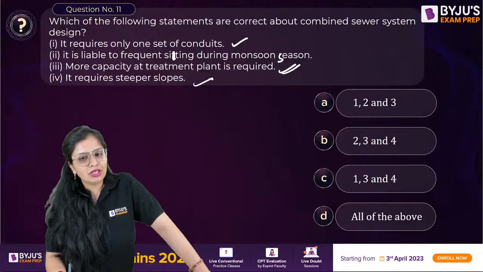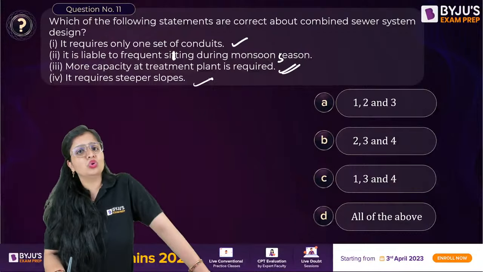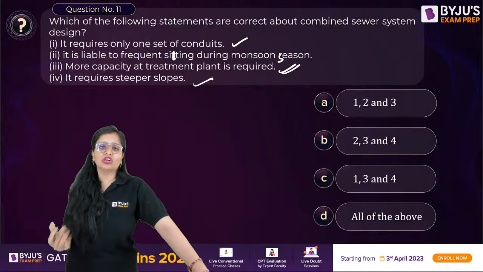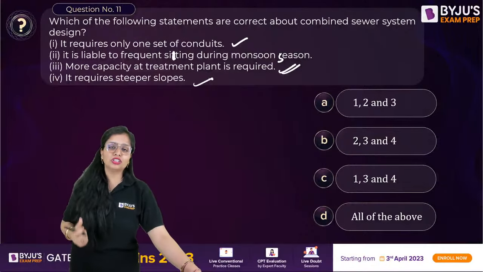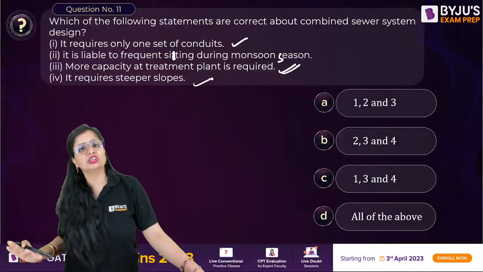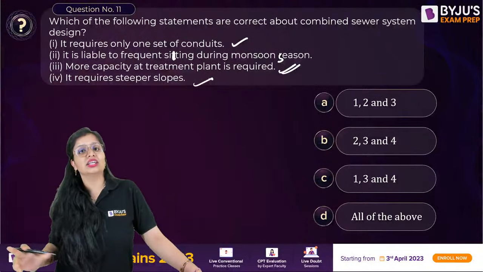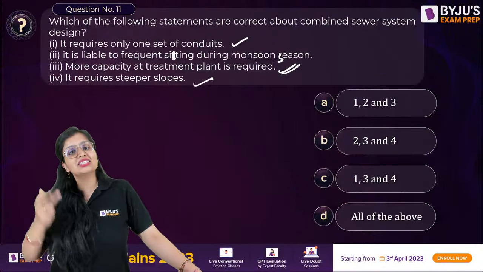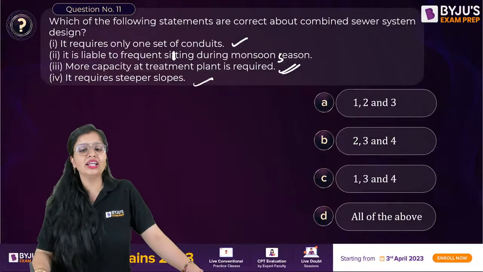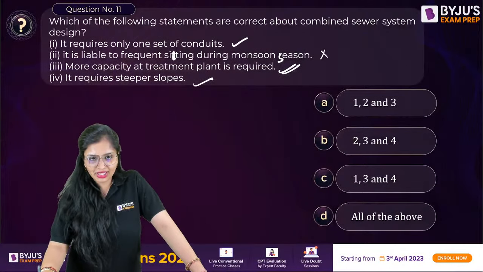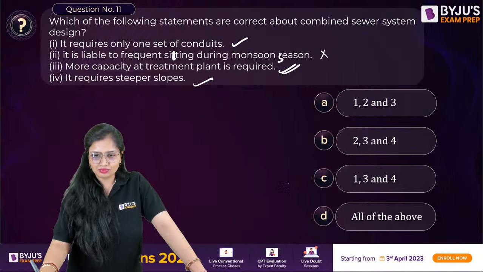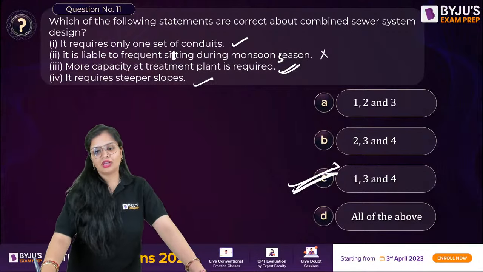It is liable to frequent silting during monsoon. No, in monsoon drainage water is there, so there is no question of silting. Silting means deposition of solids. There will be no deposition of solids in monsoon season. Deposition of solids will be there in summer season. So which one will be correct? 1, 3, 4. C. Correct?